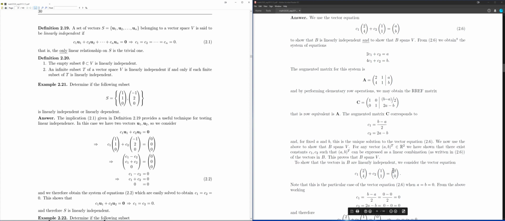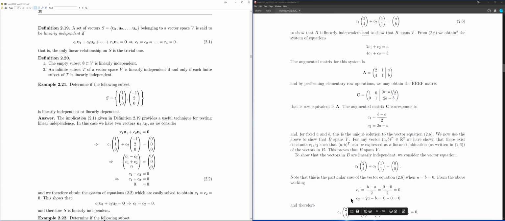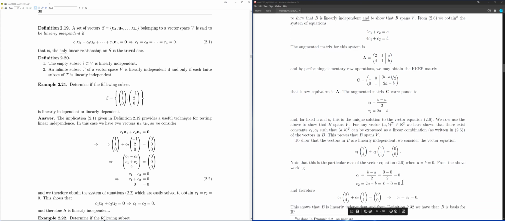Okay, so this is the A over here and this is the B over here. So from above, I have that C1 is equal to (B minus A) over 2, right? And C2 is equal to 2A minus B, right? And in this case, A is equal to 0 and B is equal to 0. So I end up with C1 is equal to 0 and C2 is equal to 0, right? And that's the unique solution. There are no other solutions, okay?